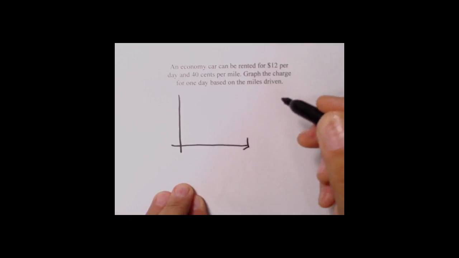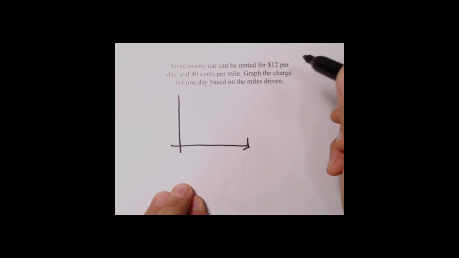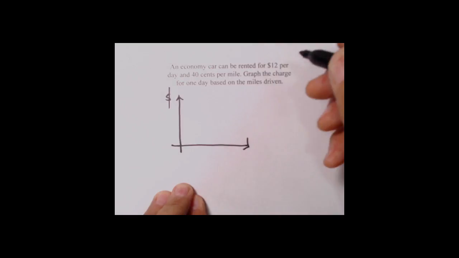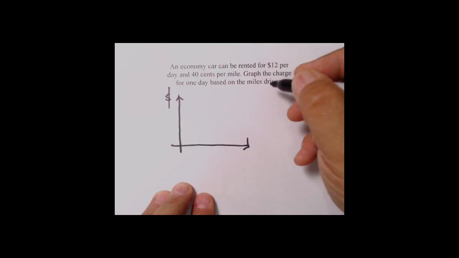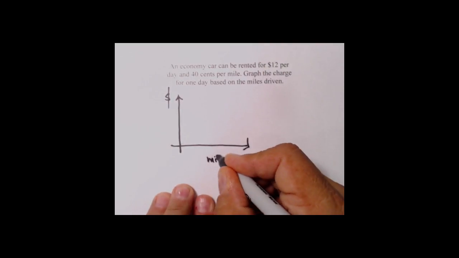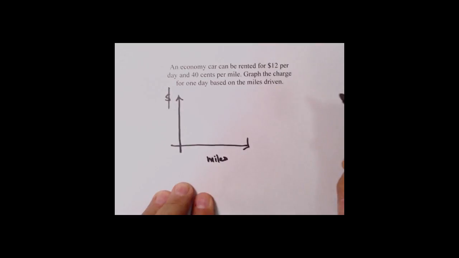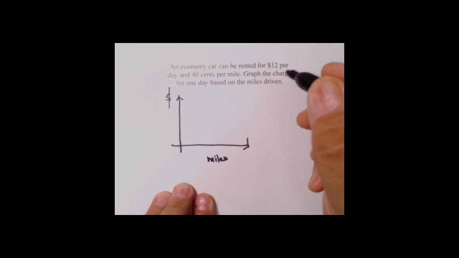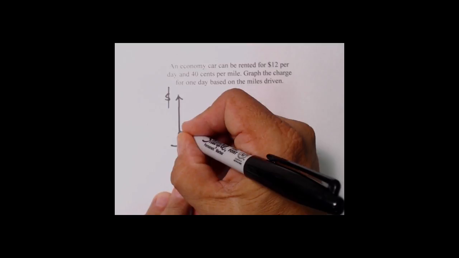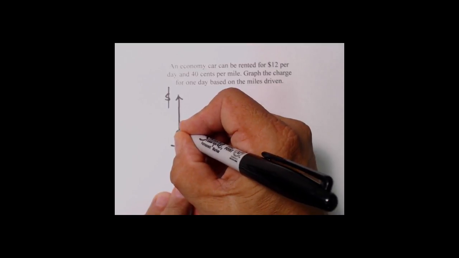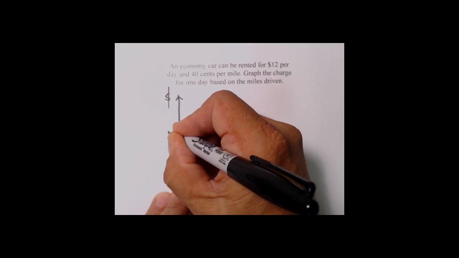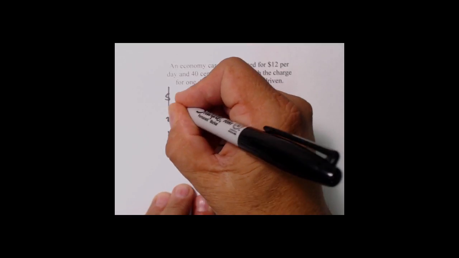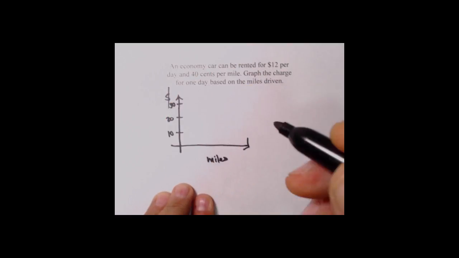Here it goes. And we want the charge up on the vertical axis here. So, this will be dollars. And the horizontal axis is going to be miles that we're driving. Okay, well, let's put some tick marks on here and see what goes. We've got, let's say, $10 here, and let's say $20 here, and $30 would be up about here.